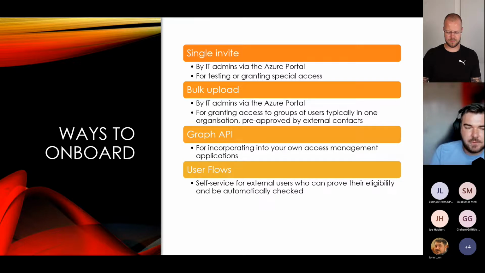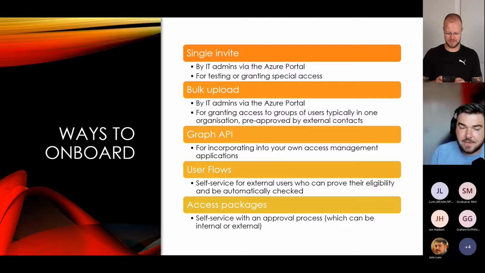So you can give them user flows, right? Let them self-service sign up into your directory. And during that sign up, you'll do some identity proofing and check whether they're eligible. Or you can use access packages, which is similar to the user flows. They're still self-service, but you get that ability to approve their account coming on board. Someone can go in and say, yeah, they should be allowed in, or maybe they shouldn't.